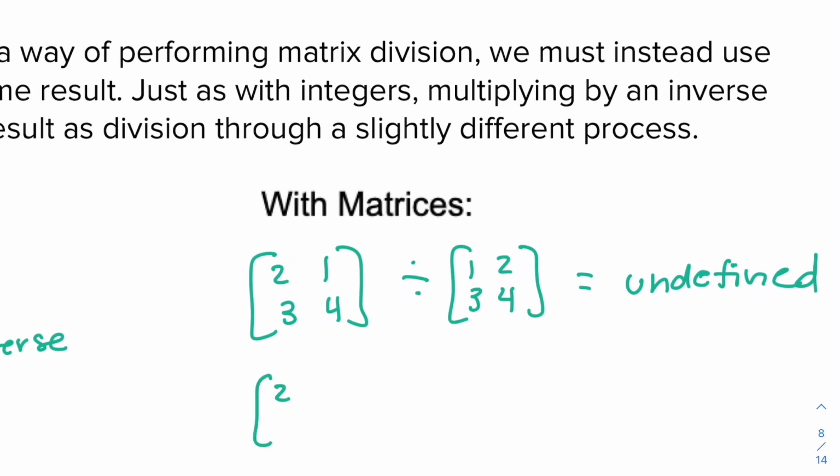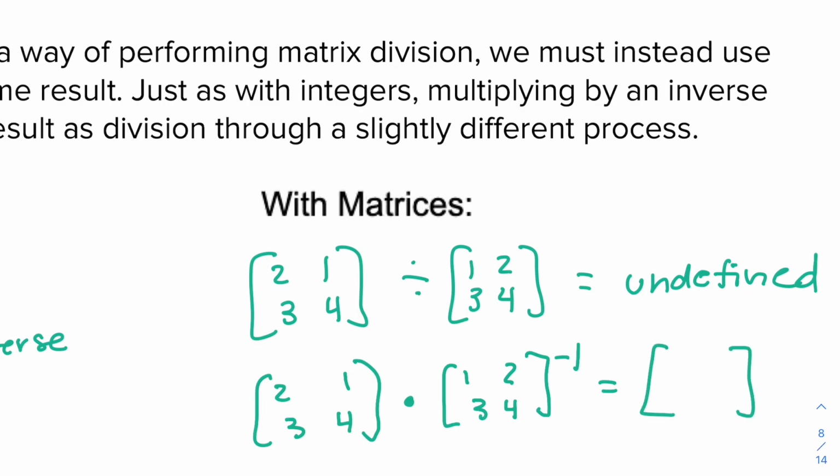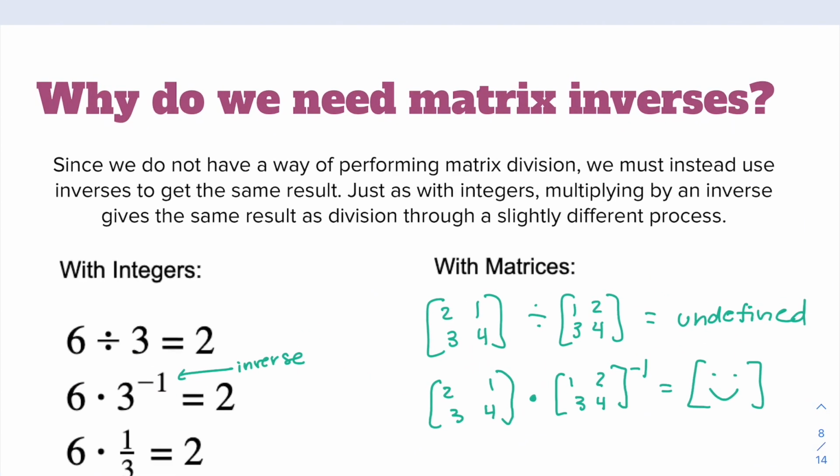So basically, the thinking is, okay, well, if you take 2, 1, 3, 4, and instead you multiply it by the inverse of this matrix, sorry, that should be a 3. If you multiplied it by the inverse, you would then be able to get a matrix that would have the same value as if you had divided it. So we're going to talk about how to find that inverse matrix, and then we will be able to effectively do matrix division if you multiplied by the inverse.